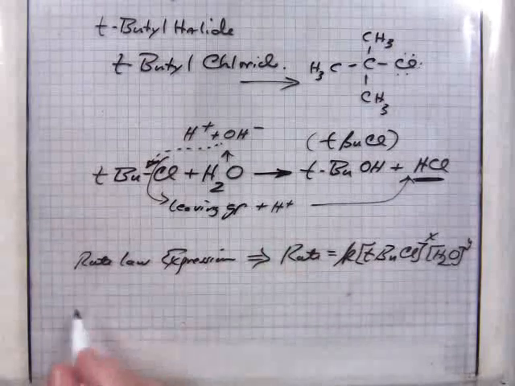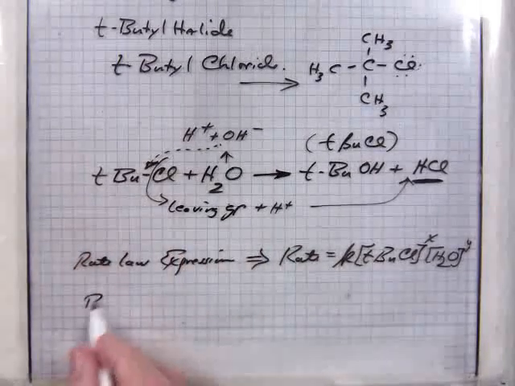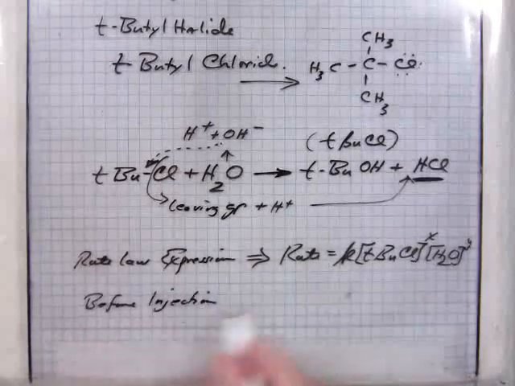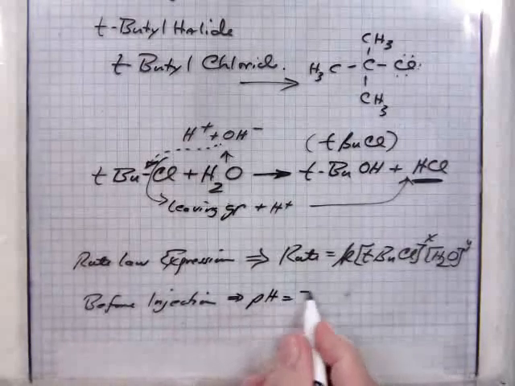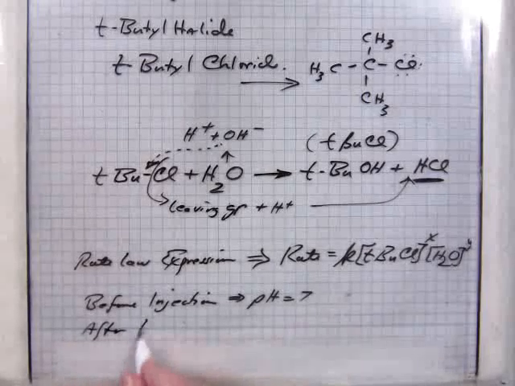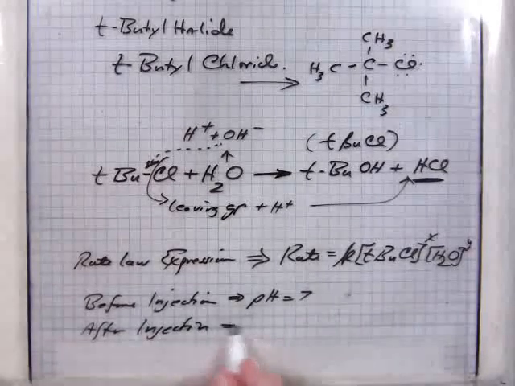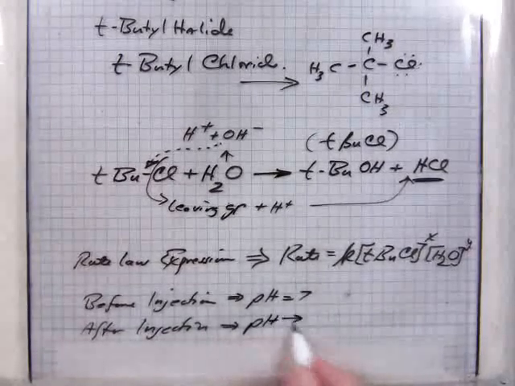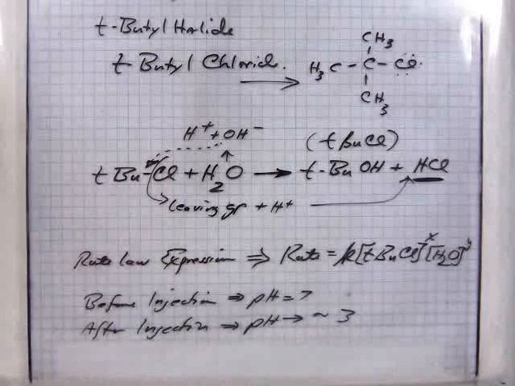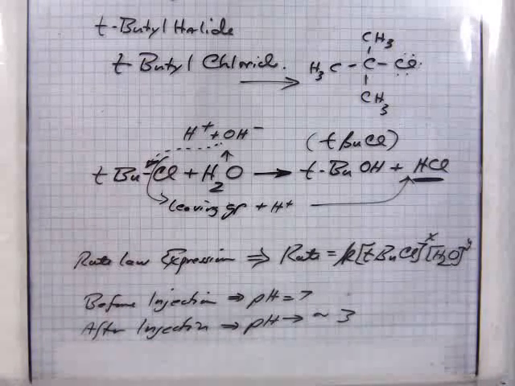Before we inject the T-butyl chloride, the pH is 7 for water, because we're putting in neutral water. But after injection, you'll find the pH drops to about 3. And low pHs, as you may recall from previous courses, define acidic mediums, and we'll learn more about where that comes from when we get to acid-base equilibrium.